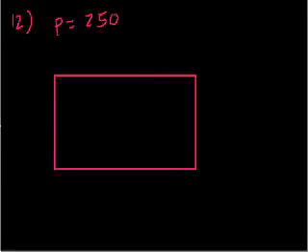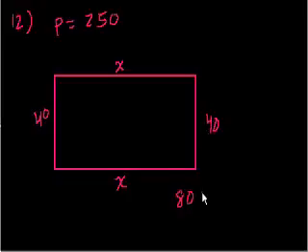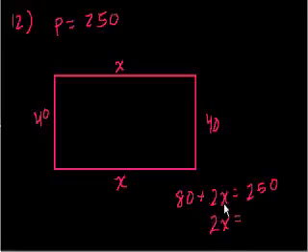So we know that one side of the plot is 40 meters, right? Well, it's a rectangle, so if this side is 40, then this side is also going to be 40. And let's say the other side is x, so this is also x. What is the perimeter expressed in these terms? It's 40 plus 40, which is 80, plus 2x. So 80 plus 2x is the perimeter, and we know that the perimeter is equal to 250.